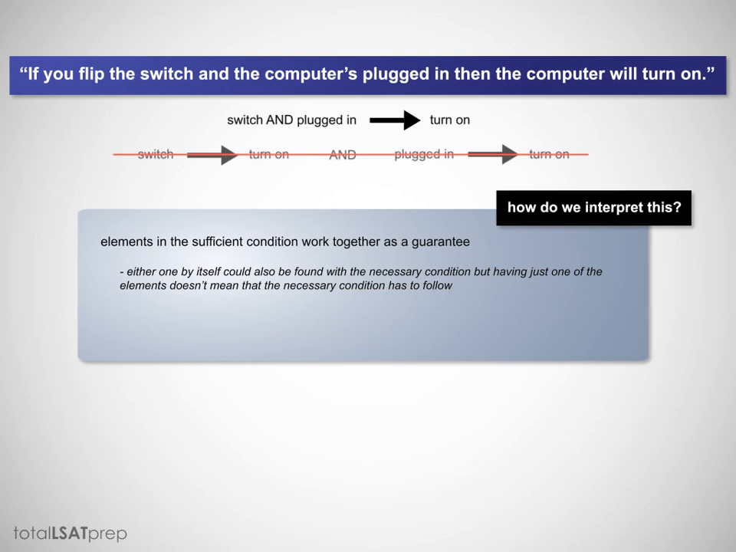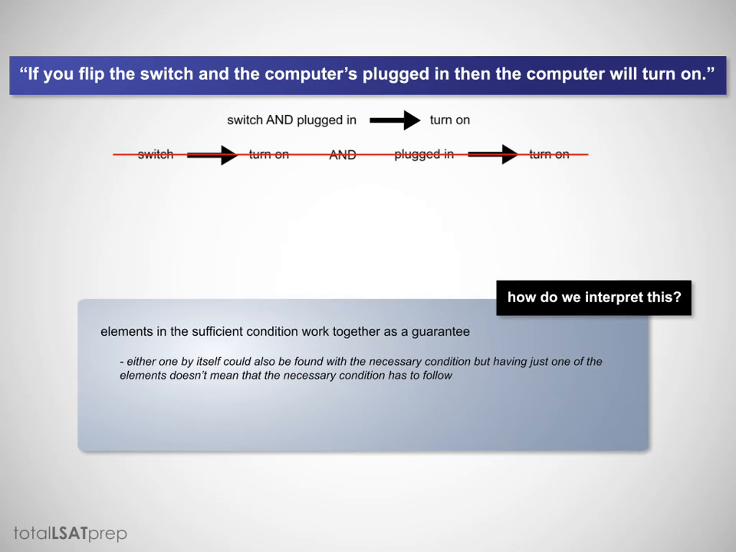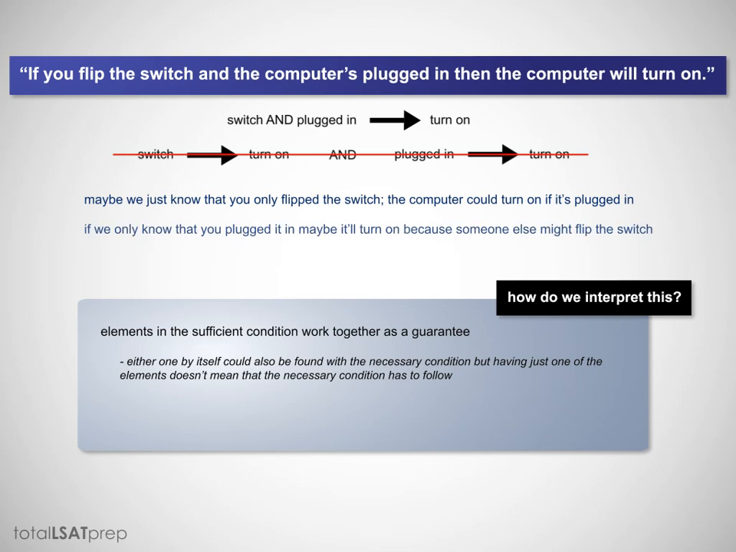So you can't say that if you flip the switch, the computer will turn on, and that if you plug the computer in, it'll turn on. Obviously not. You need to do both. So, maybe we just know that you only flip the switch. The computer could turn on if it's plugged in, and likewise, if we only know that you plugged it in, maybe it'll turn on because someone else might flip the switch, but we don't know for sure. The way to know for sure is that both elements have to be true. There's no way that you can flip the switch and have the computer plugged in and the computer won't turn on.